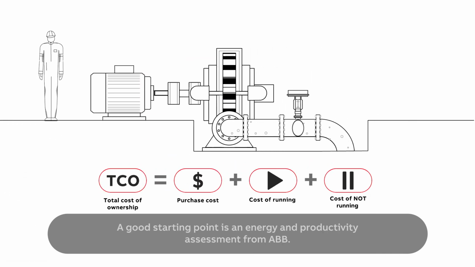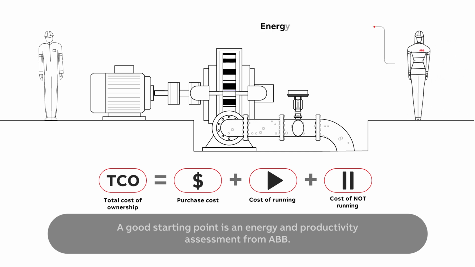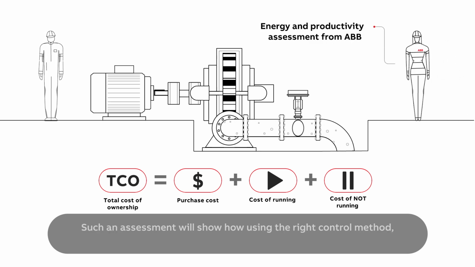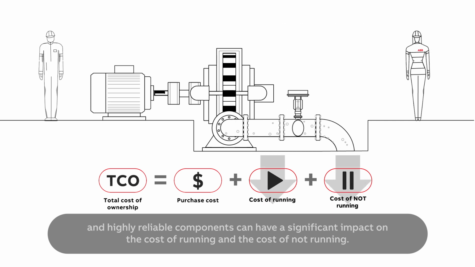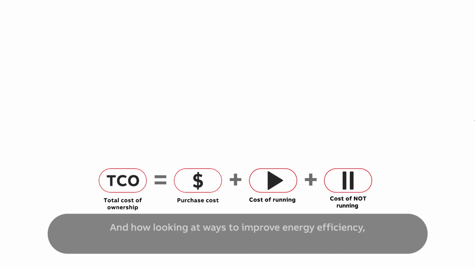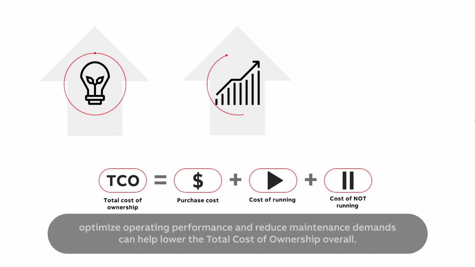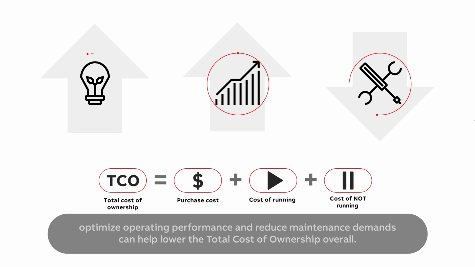A good starting point is an energy and productivity assessment from ABB. Such an assessment will show how using the right control method and highly reliable components can have a significant impact on the cost of running and the cost of not running, and how looking at ways to improve energy efficiency, optimize operating performance, and reduce maintenance demands can help lower the total cost of ownership overall.